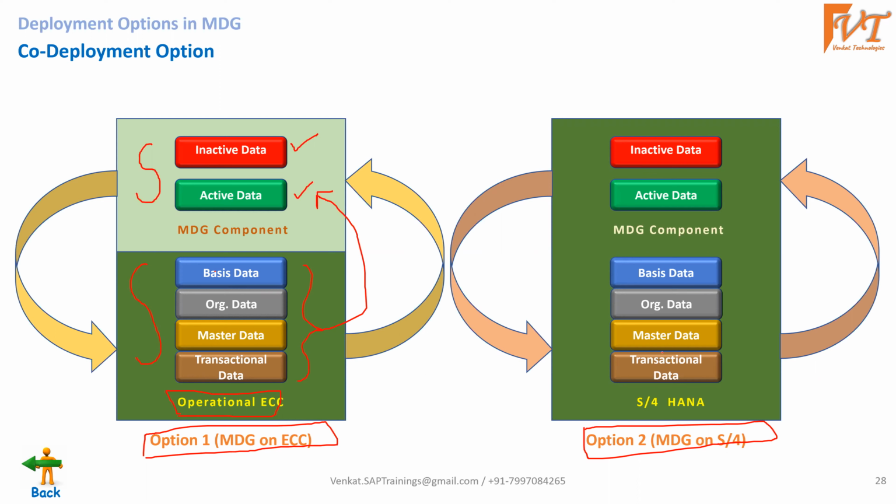So the active and inactive is the same concept in both S4HANA and ECC, or is there any difference? There is no difference. Both are the same. Even if you are implementing MDG, you don't see any difference in the implementation process in ECC or S4. Only thing is S4 might be a little faster, definitely, compared to ECC. So that is one advantage.